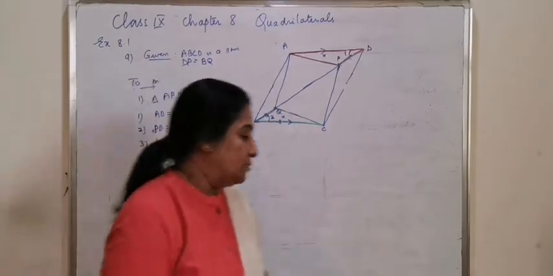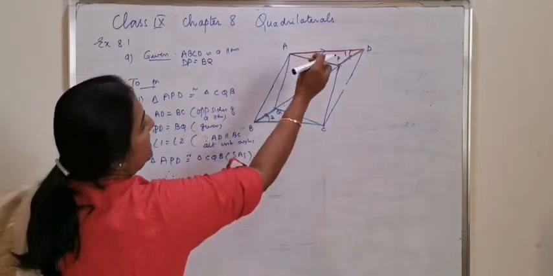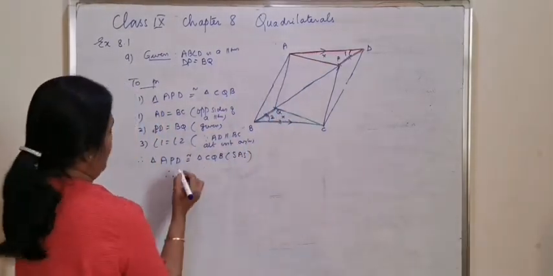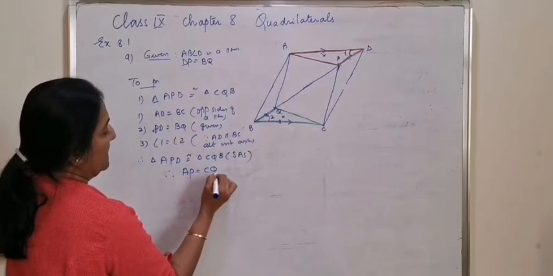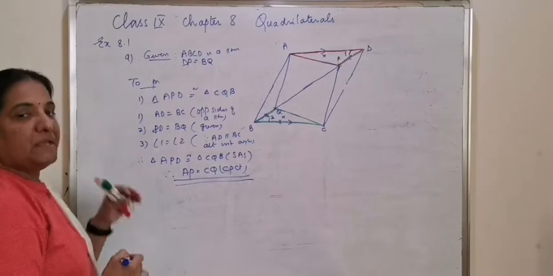Therefore, they are asking you to prove AP is equal to CQ. AP is equal to CQ, as corresponding parts of congruent triangles.